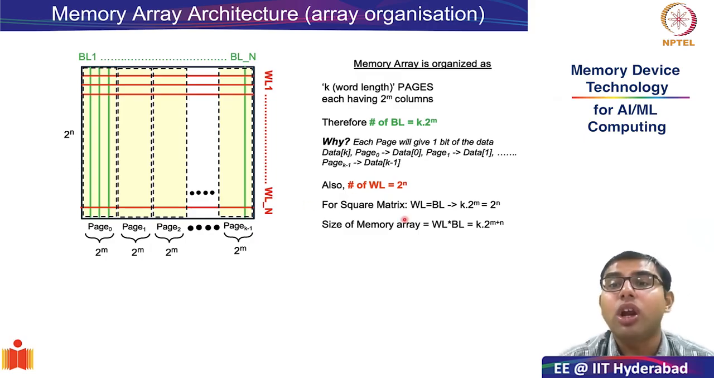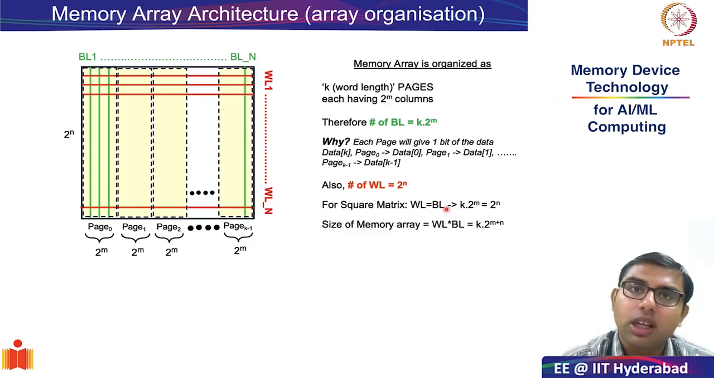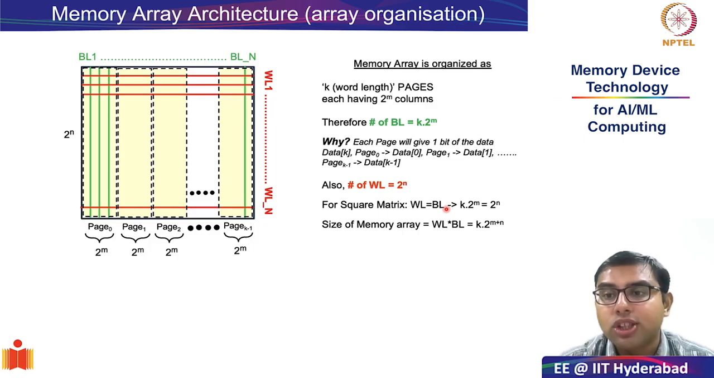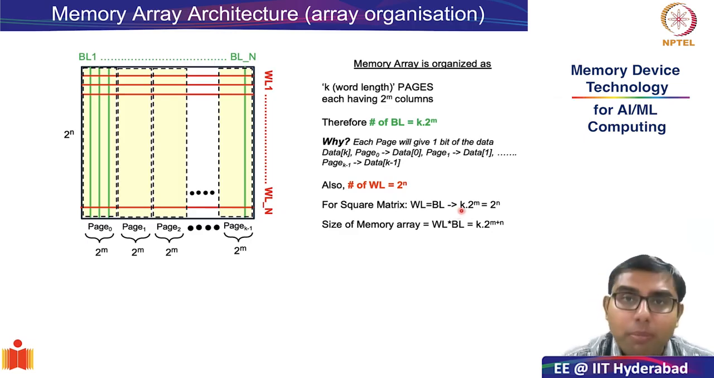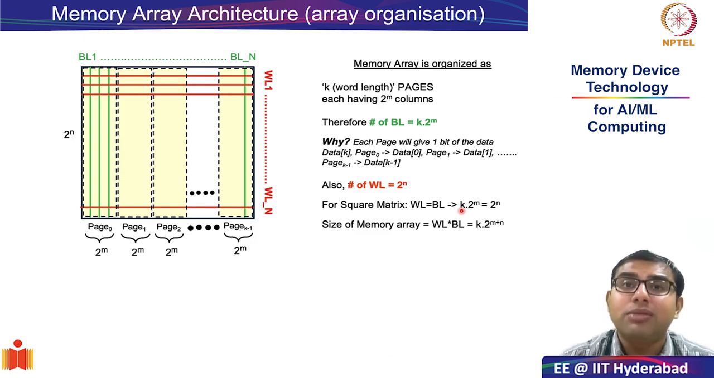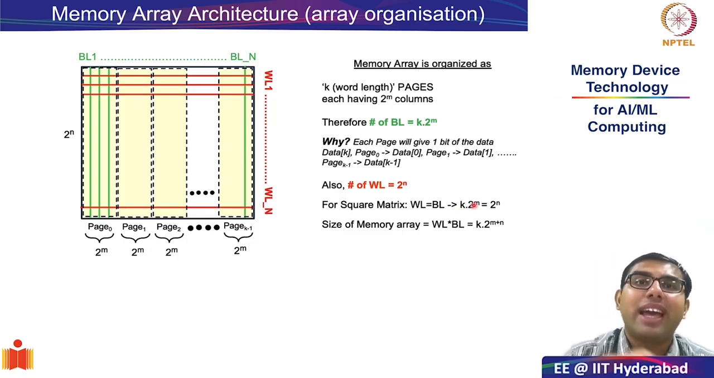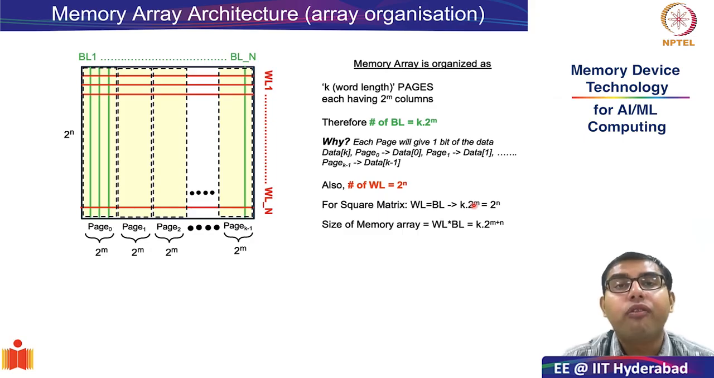Additionally, since we are talking about the square array, we have discussed that the number of word lines and the number of bit lines will be the same. So 2 to the power of n, which is the number of word lines, will be the same as k into 2 to the power of m, which will be the number of bit lines. This will be one of the important equations that we will use to find out what will be the exact values for m and n for a particular array design.